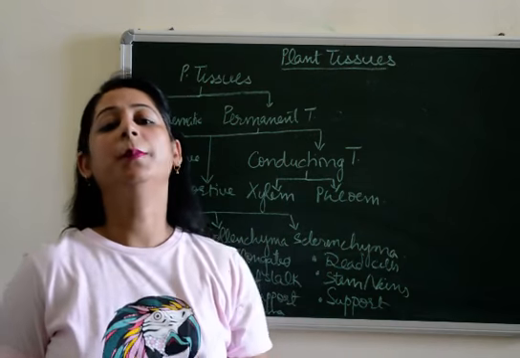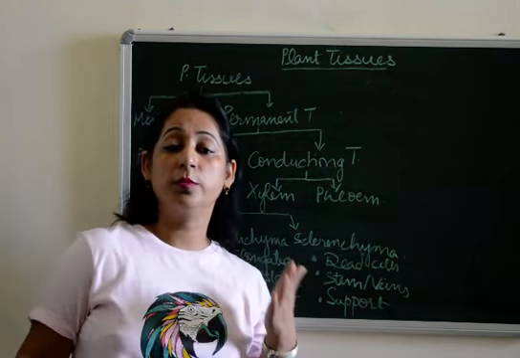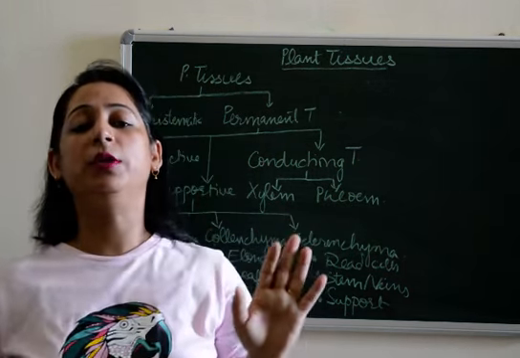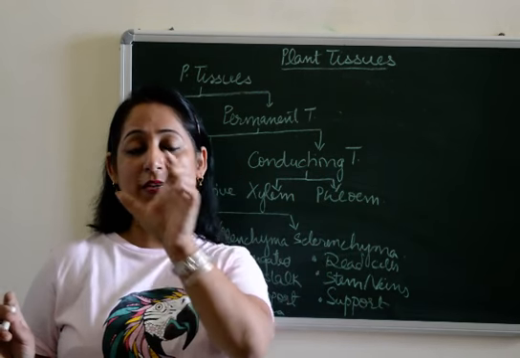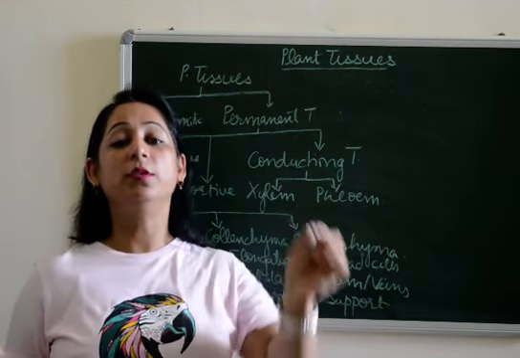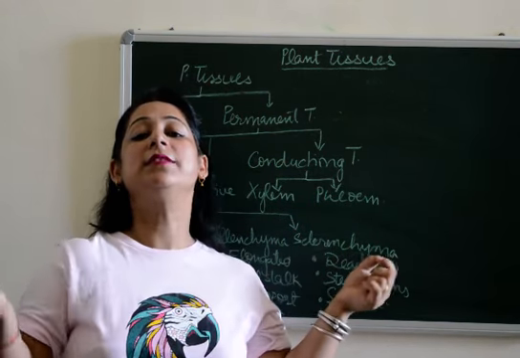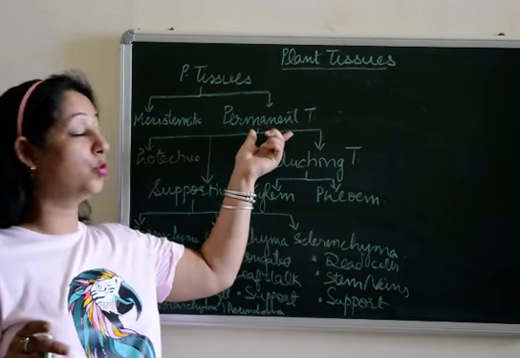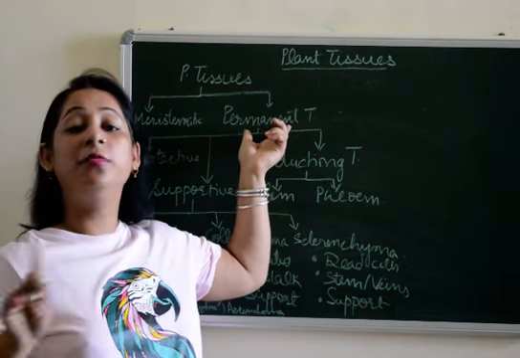First of all, what are permanent tissues and what is their function? Permanent tissues are like meristematic tissues, but they have lost their ability to divide. When we discussed meristematic tissues, I told you that they are actively dividing tissues. That is, they are always dividing. They are found in the growing parts of the plant. But permanent tissues are meristematic tissues that are not dividing.